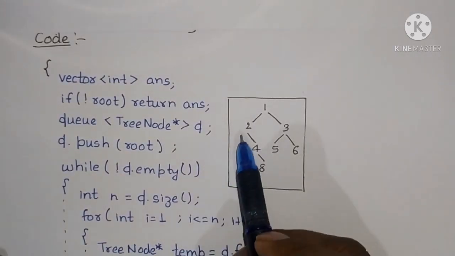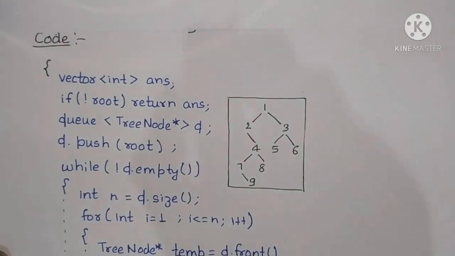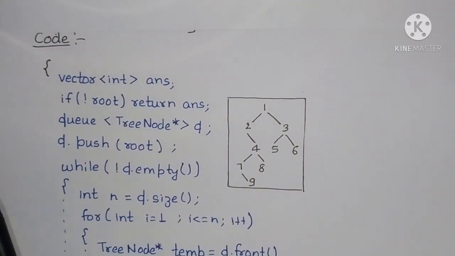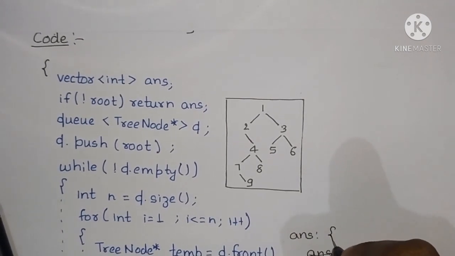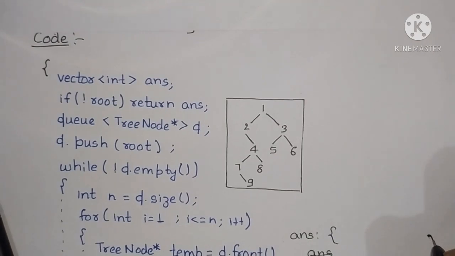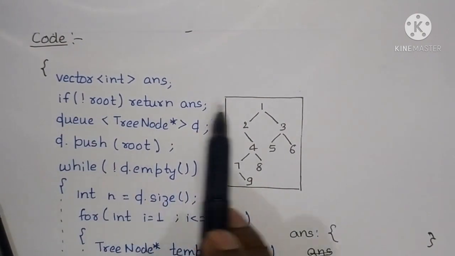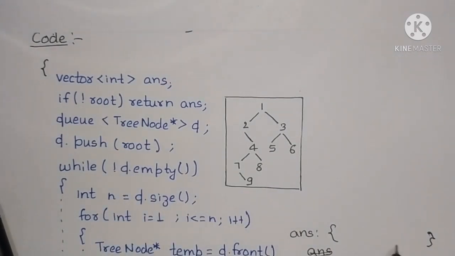Here you can see that I have drawn the same tree so that I can explain it with the help of code. First of all, we create a vector ans. This will store our answer, the subsequent values of the rightmost elements. Currently this is an empty vector. Now if we pass the root here, and the root is null, then we will simply return this blank vector.